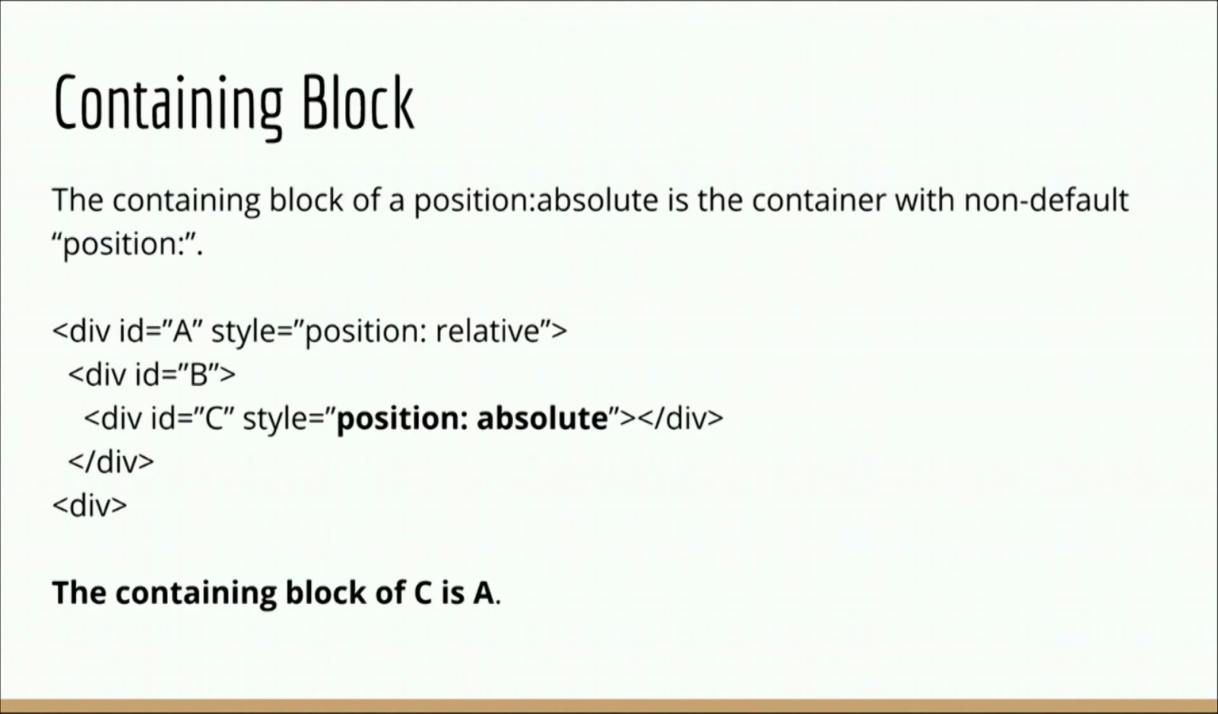So what if you put position absolute on C? So the containing block of C, in this case, so I actually put a position relative on A as well, the containing block of C is actually going to be A, because the containing block of an absolutely positioned element is defined to be the nearest containing positioned ancestor. There actually are a couple of other corner cases, but just think of it as the nearest containing positioned ancestor, meaning position relative, position absolute, position fixed, or in the future, position sticky.